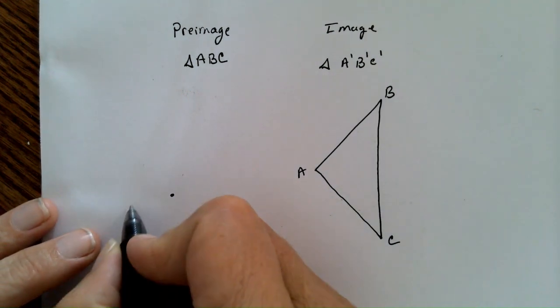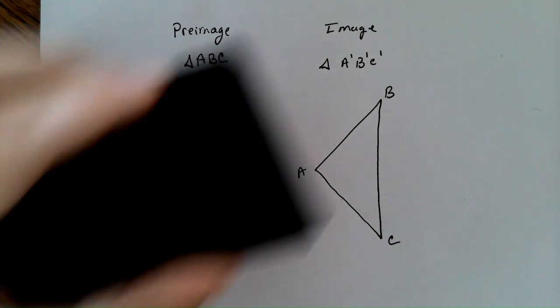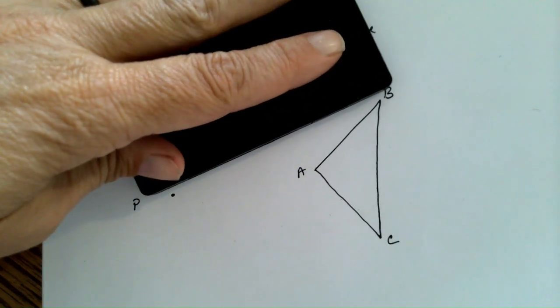So we're going to call point P our point of dilation. The first thing that's good to go here is that we're going to need a straight line from each point to P. And is this long enough? It is long enough.